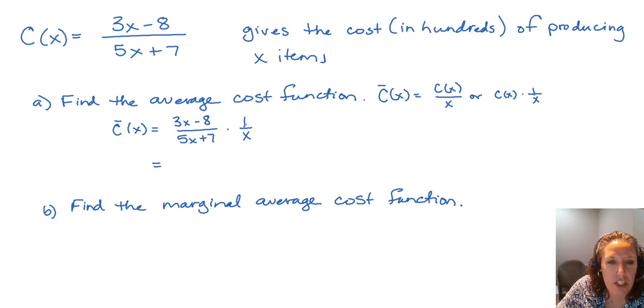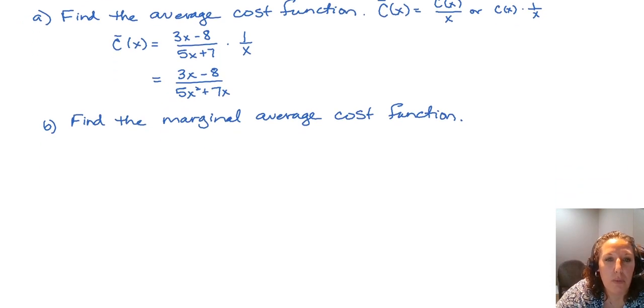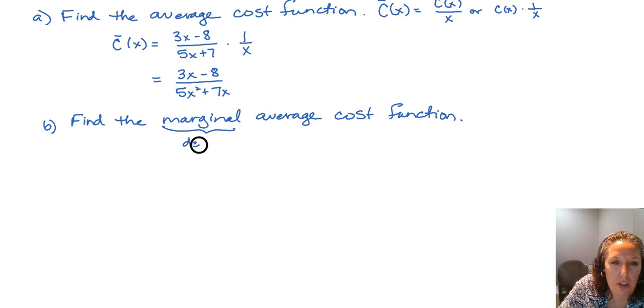And we can either leave it like that or we can go ahead and multiply. Remember, when you multiply fractions, you multiply straight across. So we'll get 3x minus 8 in the numerator, and then we'll distribute that x in the denominator and get 5x squared plus 7x. So that would be our average cost function. Part B wants us to find the marginal average cost. And anytime you see the word marginal, that means take the derivative.